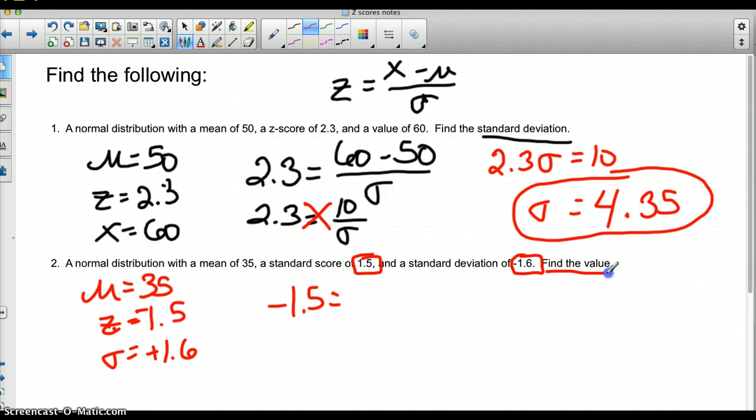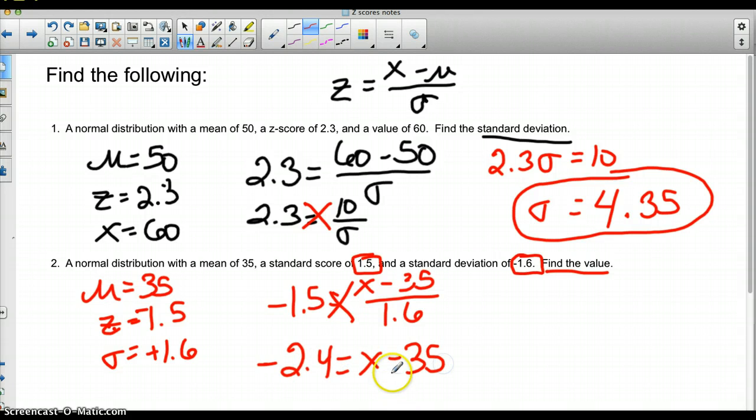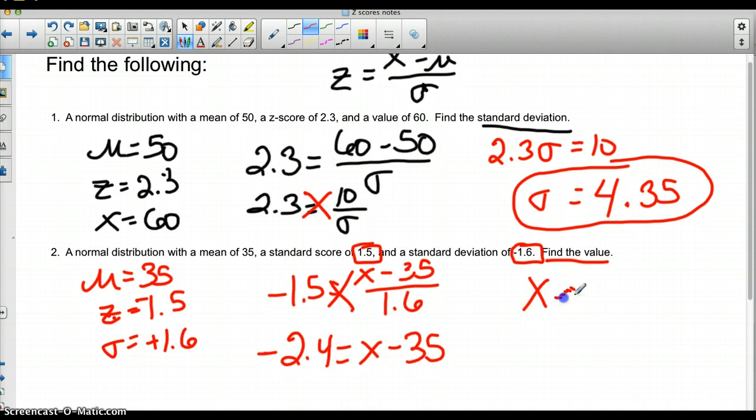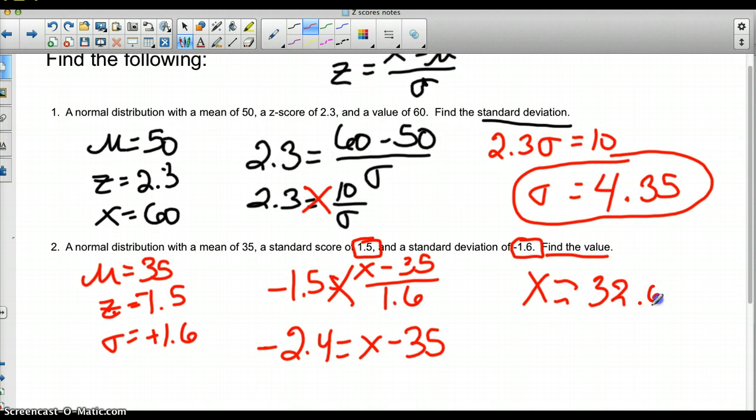Okay, we're trying to find the value or find x, so that's our x, minus 35 over 1.6. So in order to solve, cross multiply. So when you cross multiply, you end up with negative 1.5 times 1.6. So you end up with negative 2.4 equals x minus 35. Add 35 to both sides. So you end up getting your x equals 32.6.